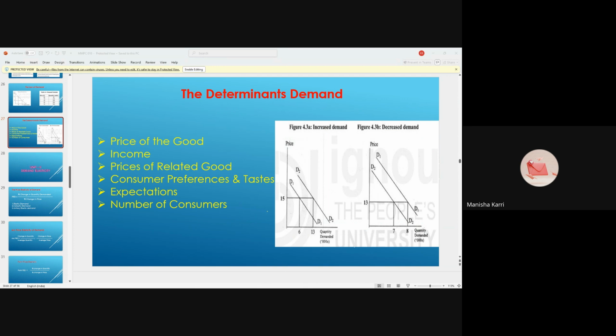Understanding these factors is very crucial for any business or policy makers to make informed decisions about pricing, production, marketing strategies, etc. Okay. Hope you are clear with determinants of demand.